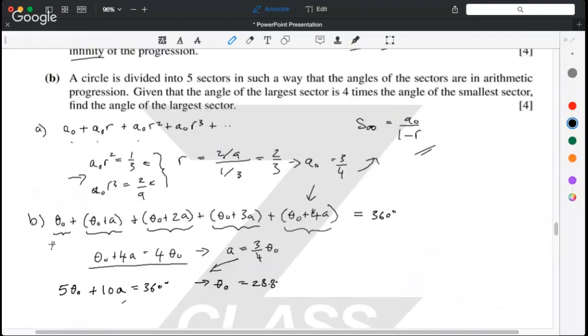But that's the smallest angle, right? You will lose a mark if you forget that they asked for, given that, find the angle of the largest sector. So they want you to find this one. So you started with 28.8. So anyway, we have theta naught plus 4 times whatever a was, 3/4 theta naught. The 4's cancel, 4 theta naught. Actually, that's pretty obvious from this part of the question. The largest sector is 4 times the angle of the smallest sector. Anyway, you see how to do it.